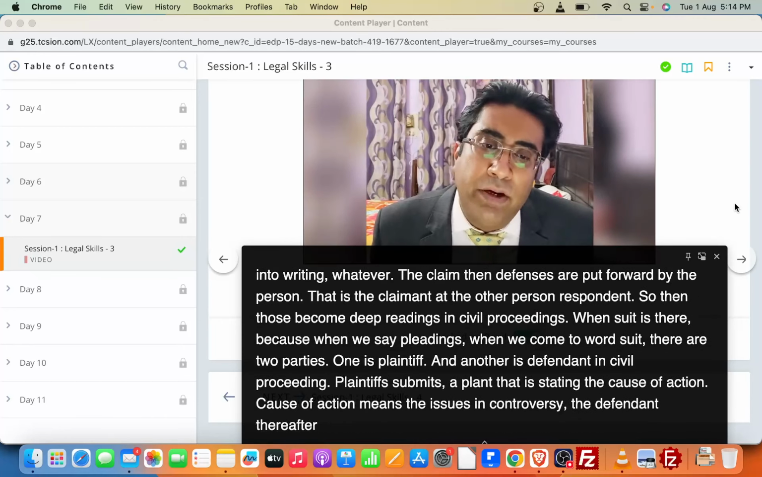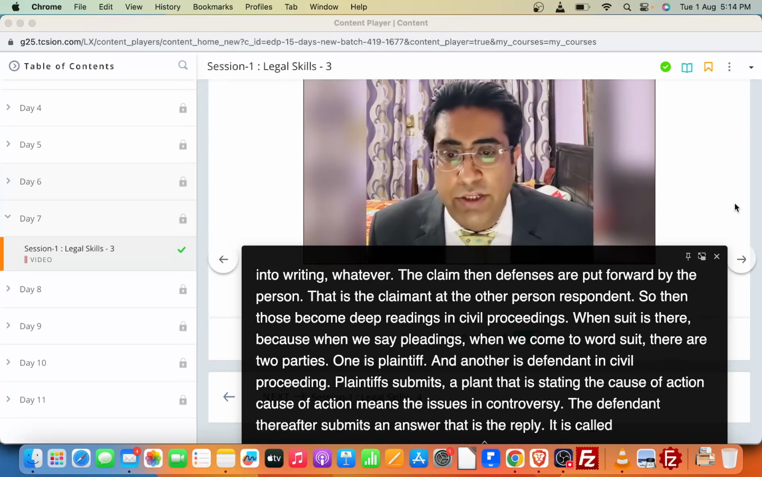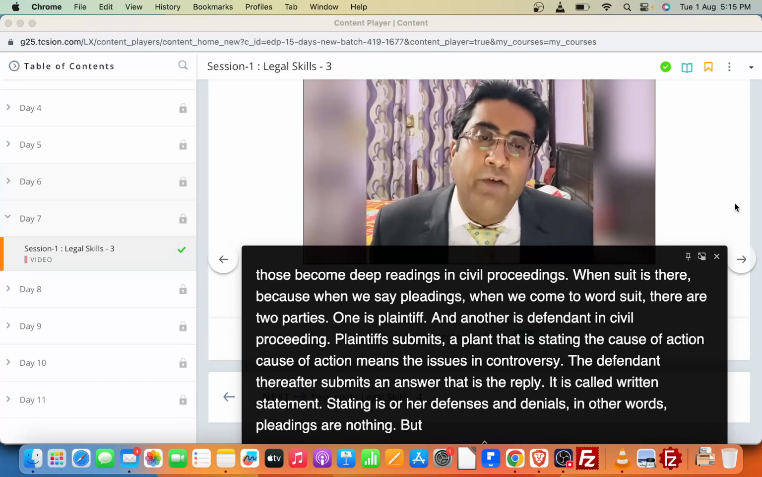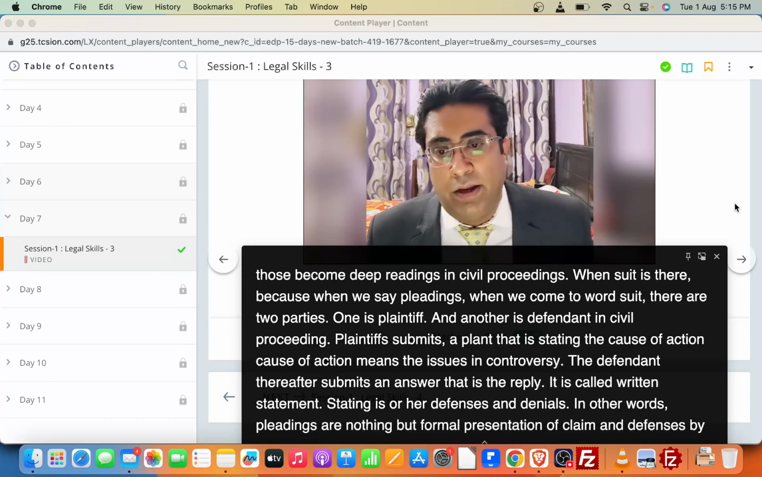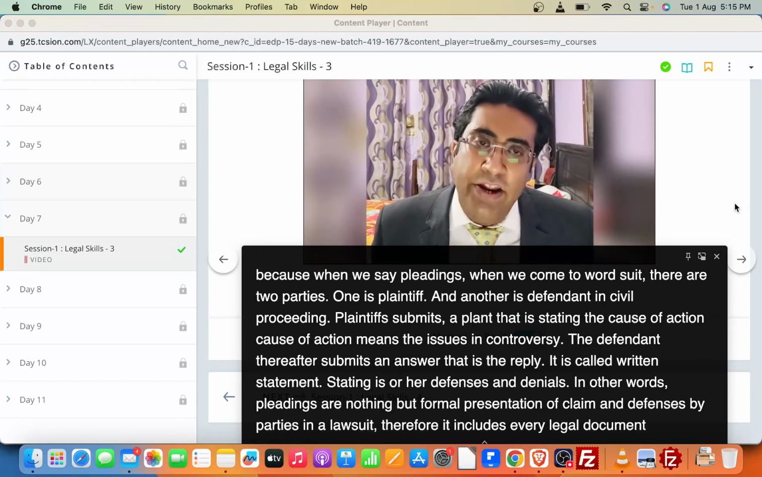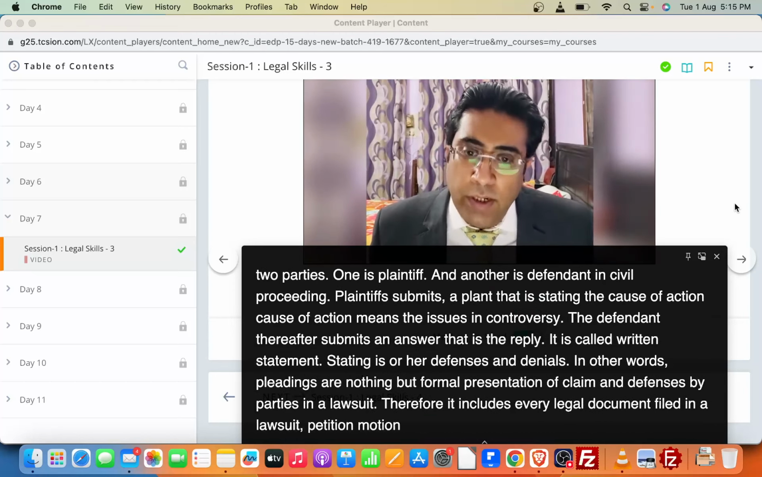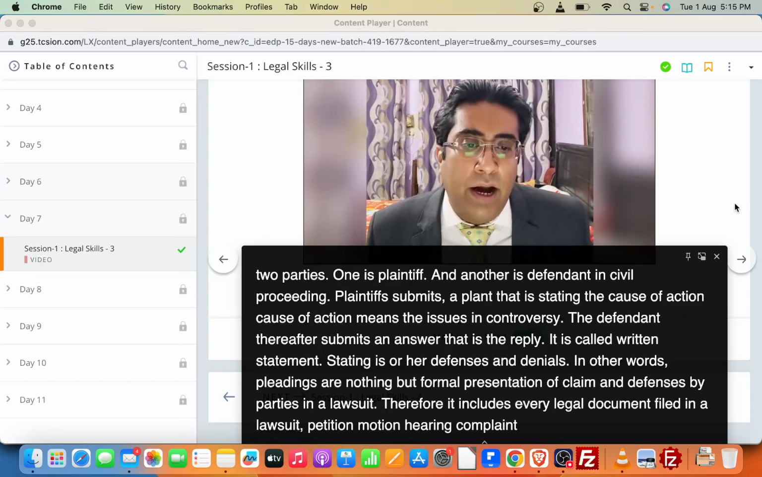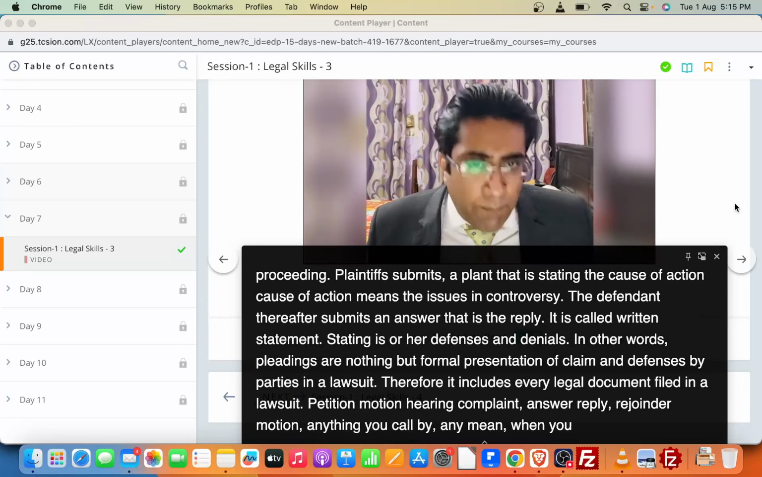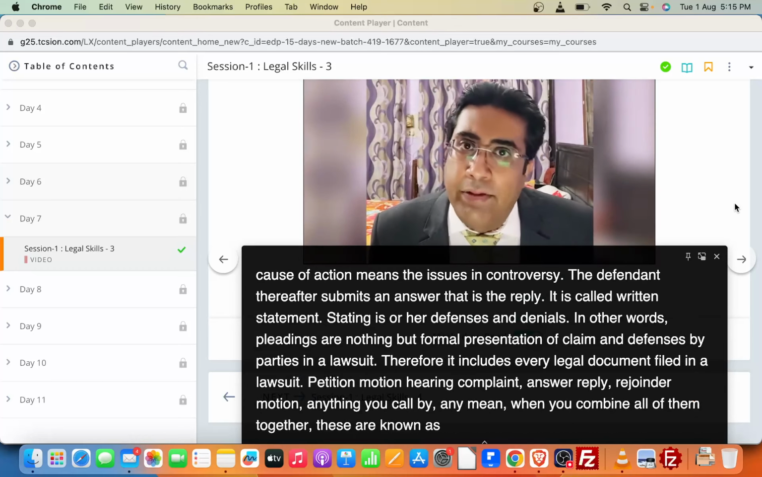The defendant thereafter submits an answer, that is the reply. It is called written statement, stating his or her defenses and denials. In other words, pleadings are nothing but formal presentations of claims and defenses by parties in a lawsuit. Therefore, it includes every legal document filed in a lawsuit: petition, motion, hearing, complaint, answer, reply, rejoinder, anything you call by any name. When you combine all of them together, these are known as pleadings, right?